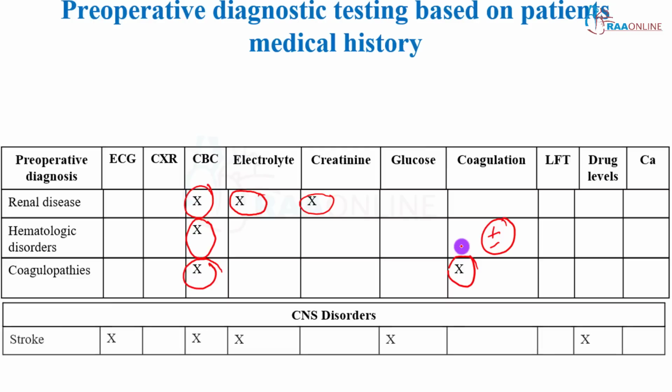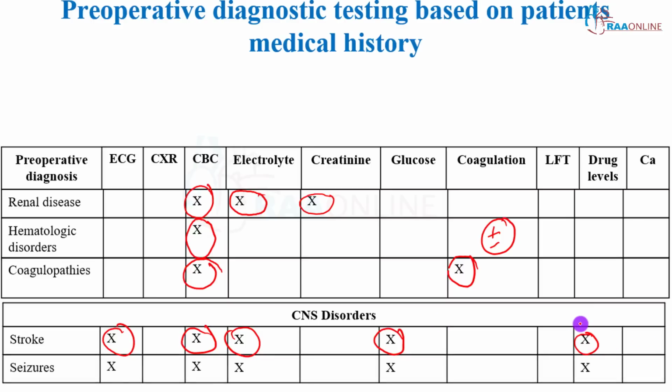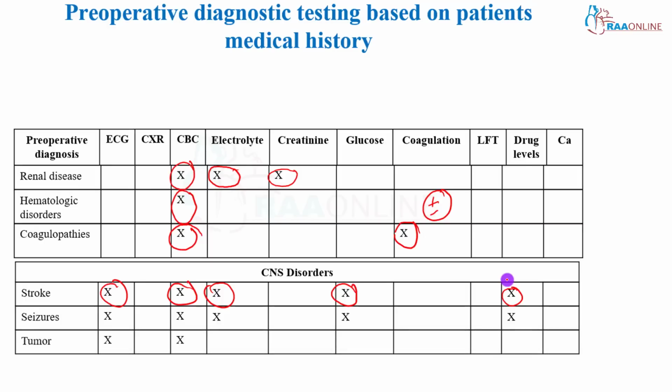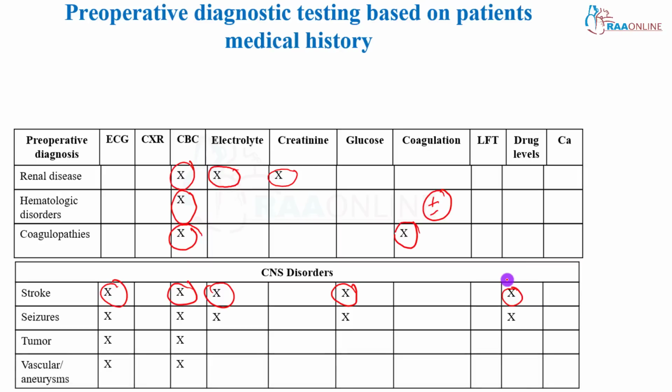Coming to CNS disorder, you have to do an ECG, complete blood count, electrolytes, and blood glucose, which might affect the outcome, and in cerebrovascular disorder, your drug level. Seizure, again all the same thing: ECG, complete blood count, electrolytes, glucose and drug level. In tumor, you need ECG and complete blood count. In CNS disorder you also have to go for vascular imaging of the brain. In vascular aneurysm, ECG and complete blood count.